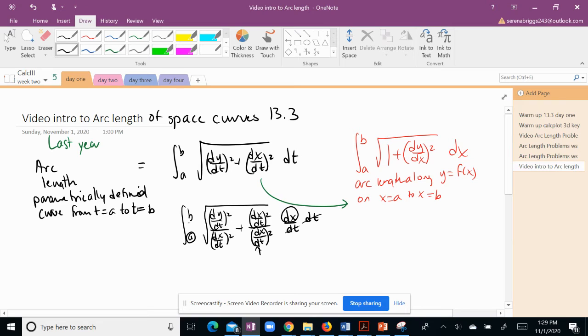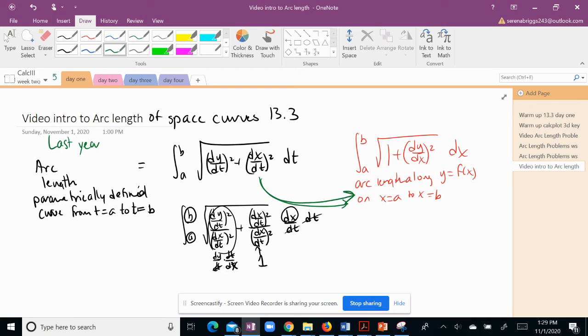So then these values need to turn from t values to x values. I see I've got the number 1 here, and then dy over dt divided by dx over dt is going to give me dy over dx squared right here. And so this integral can turn right into that one. So no matter which one you remember, if you remember one of those two arc length formulas from last year, you remember the other.